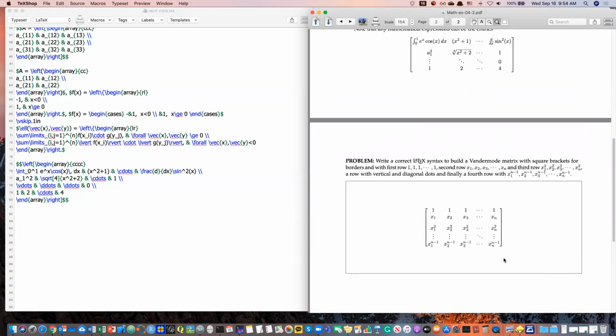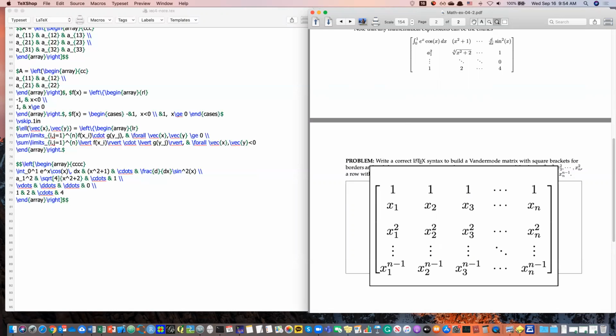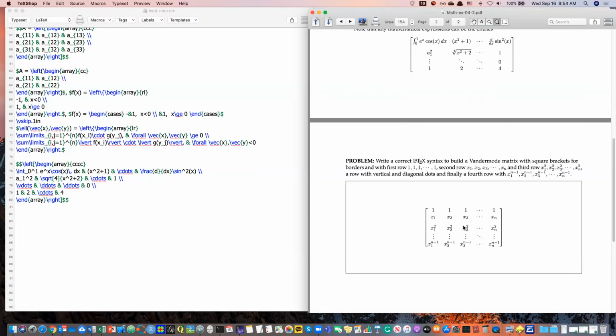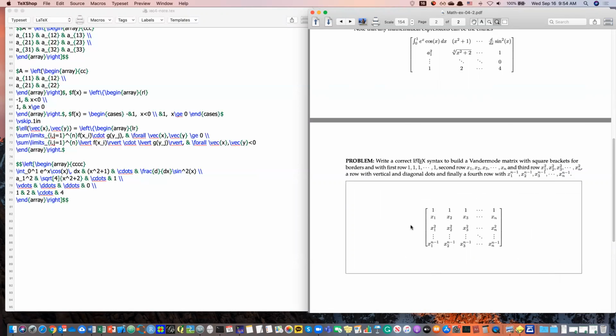So now, please try to replicate this matrix by yourself. If you couldn't figure it out or got an error and couldn't figure out why, then look at this example LaTeX file. Okay, so let's move on to the next example, the matrix expression example.